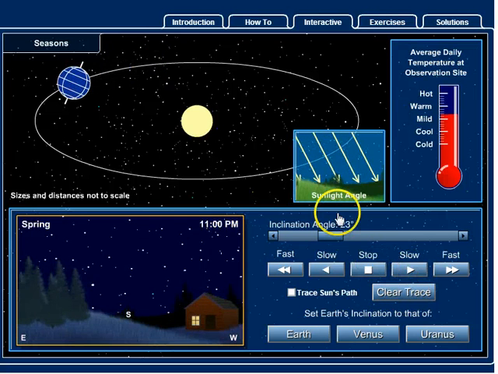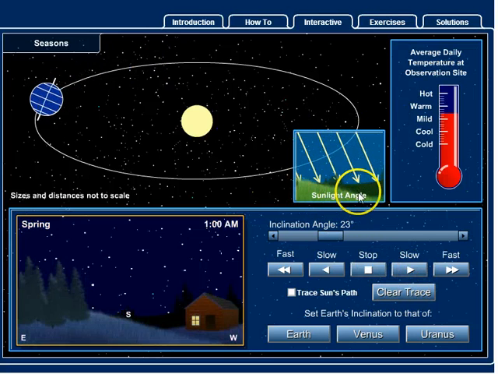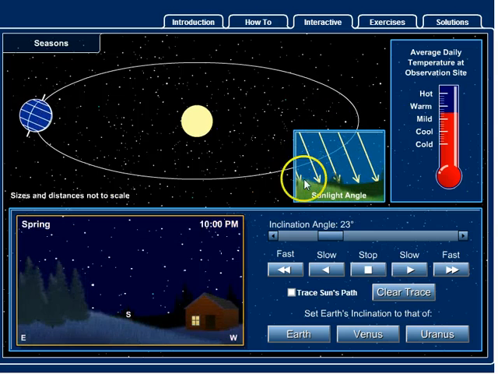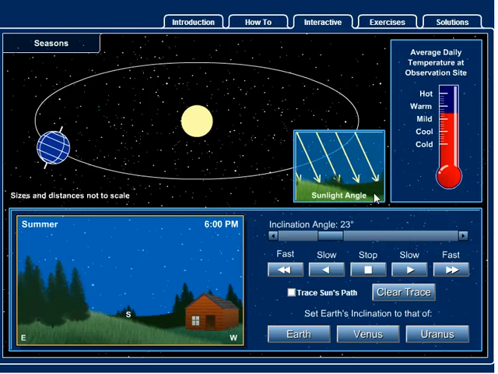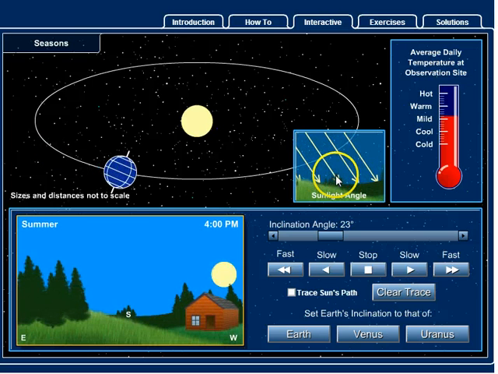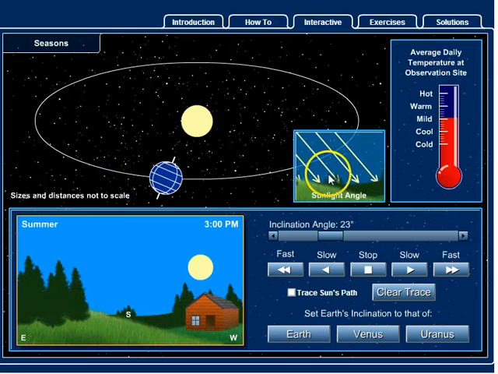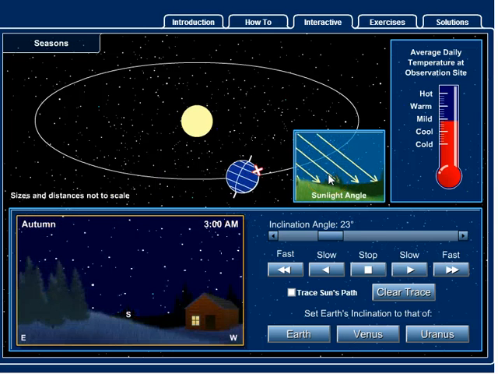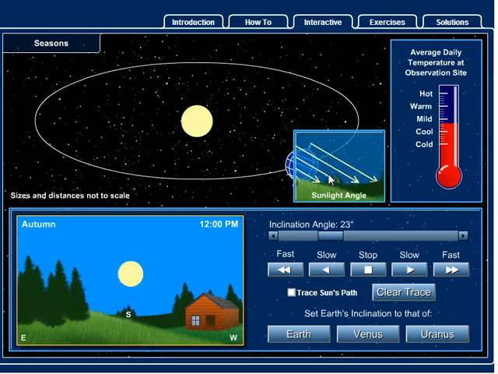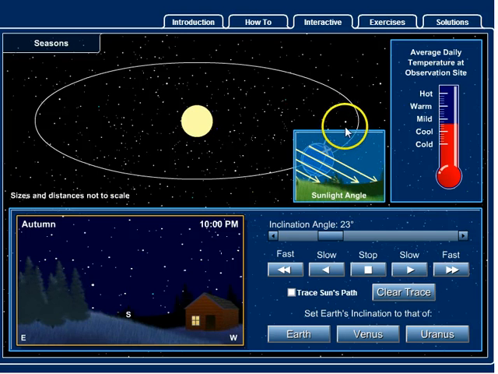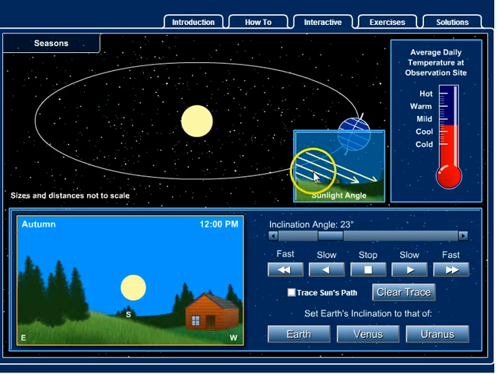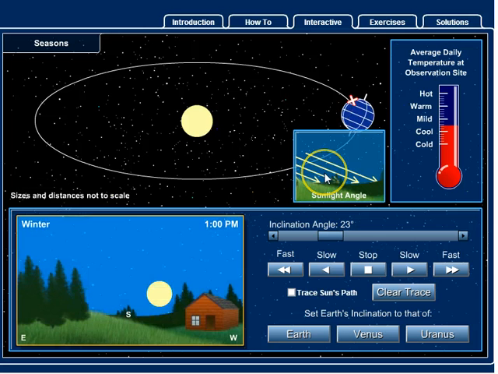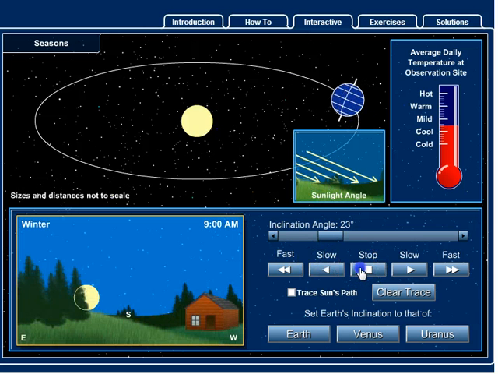Now, one thing that I want you to also notice is what's going on with this angle here. And this is the key. This is the whole key to the whole shebang. Why we have the seasons is this right here: the angle of the sun when it hits the ground. The more direct the angle, the warmer it's going to be. And as we get to winter, you can see the angle of the sunlight gets lower and lower in the sky.